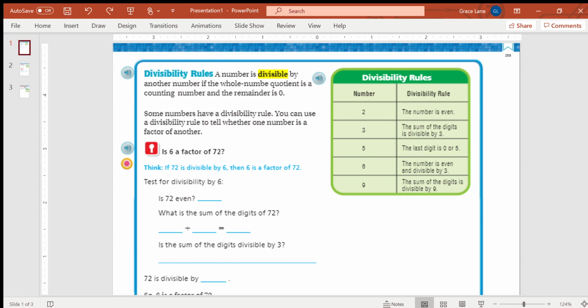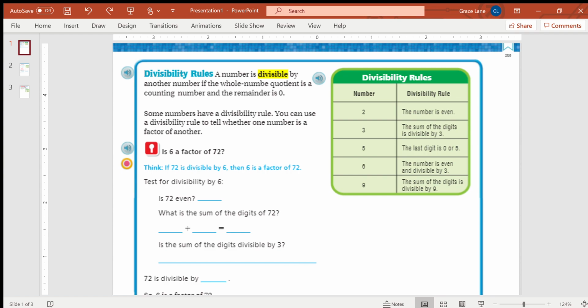But if I asked you, is 8 divisible by 3, the answer would be no, because 8 divided by 3 gives you a remainder, so there would be some left over. When we're talking about divisibility, we're just thinking, can the number be divided without a remainder? On page 286, the official definition says a number is divisible by another number if the whole number quotient, which means the answer, is a counting number, and the remainder is 0. A counting number is just regular numbers, 1, 2, 3, 4, 5, 6, 7, 8, whatever. The main important part is that the remainder is 0.